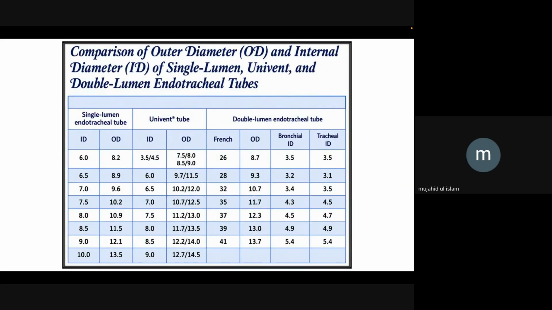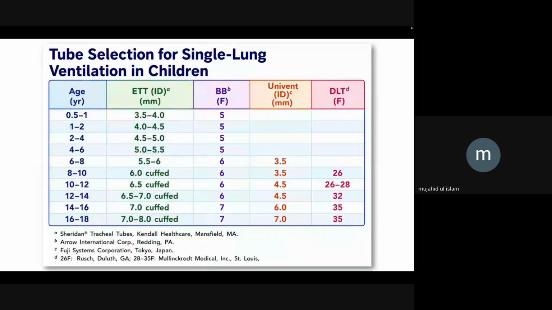This slide compares the sizes of different tubes used for one lung ventilation. Device selection should always be individualized based on patient anatomy, airway characteristics, and the surgical procedure. This table provides an age-based guide for selecting lung isolation devices in children. Bronchial blockers are the primary option in younger children, while double lumen tubes become feasible from around 8 years of age, depending on the child's airway size.